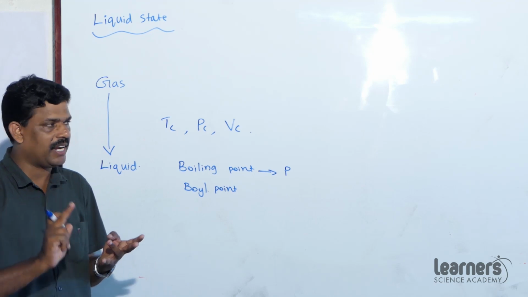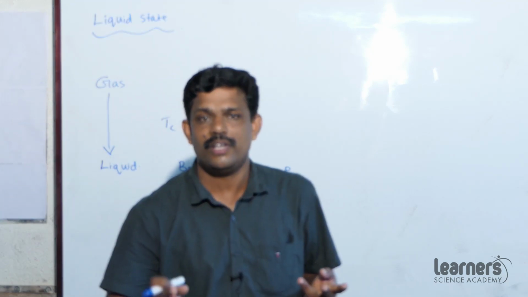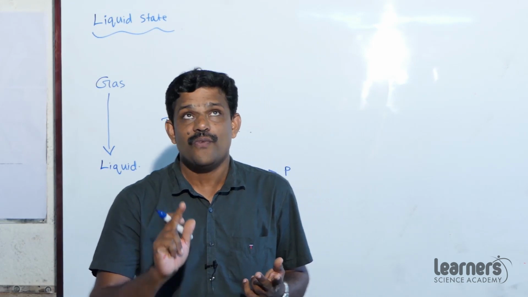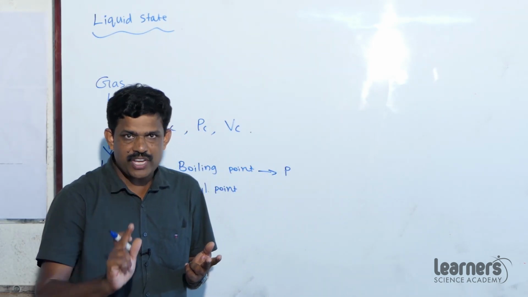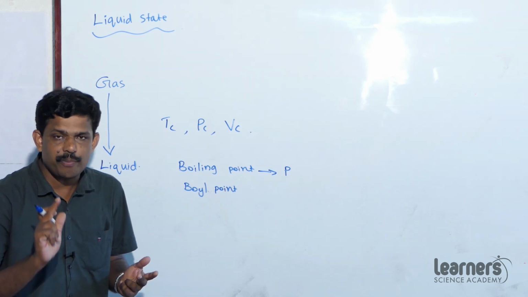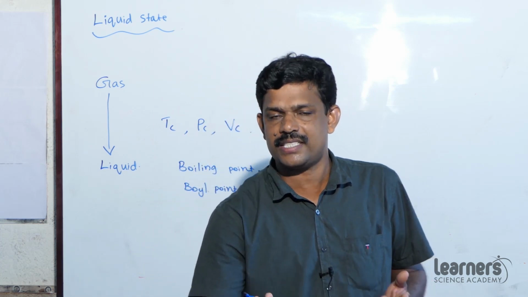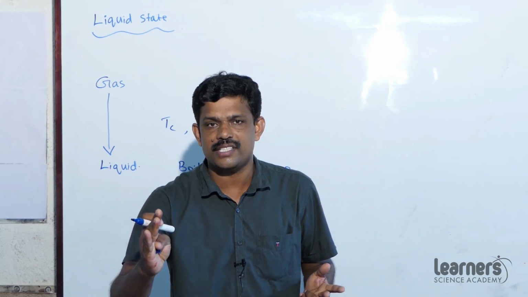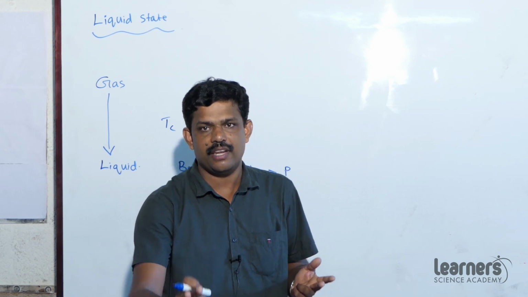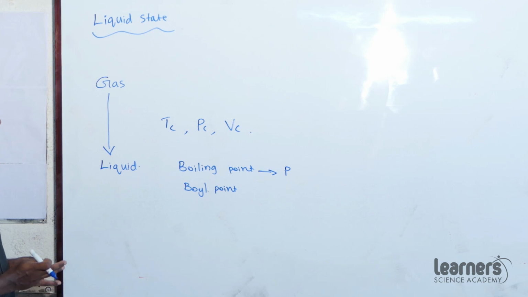Second one is temperature. When temperature increases, evaporation also increases. Third one is wind. If there is wind, evaporation increases. And fourth one is humidity. In higher humidity, evaporation will be less. When humidity increases, evaporation decreases. These are the factors that affect evaporation.